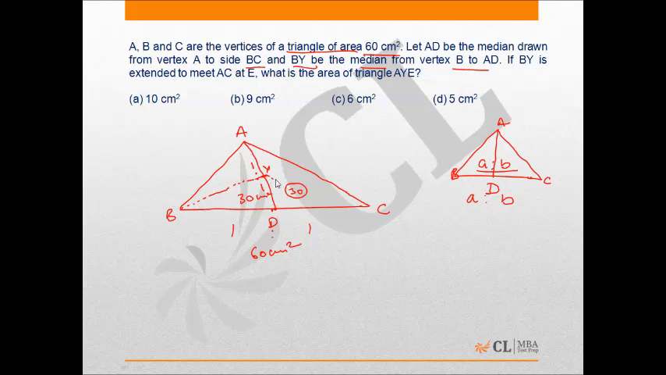Let us join this CY. So the area of AYC will be 15 and the area of YDC will also be 15, because this Y divides AD in the ratio 1:1, hence the area will also divide in the same ratio, right? So it is given that BY is extended to meet AC at E. So let us extend this median and produce it up to E.